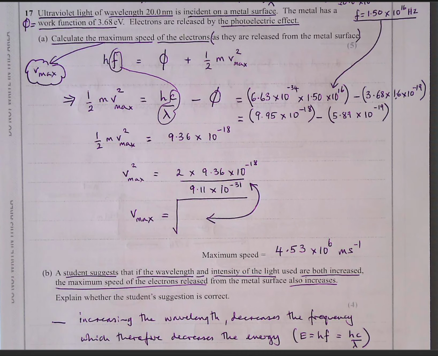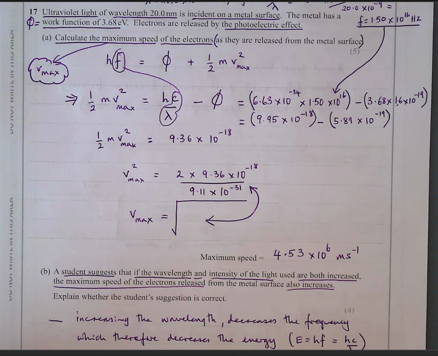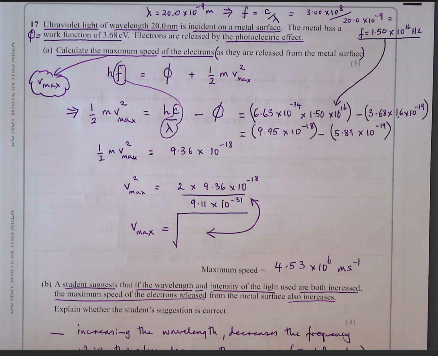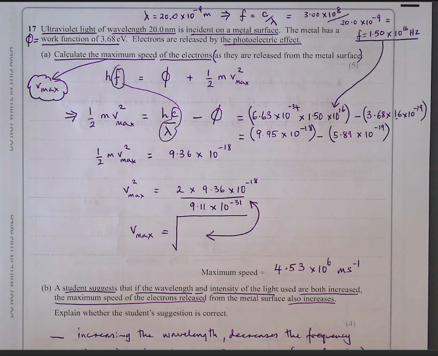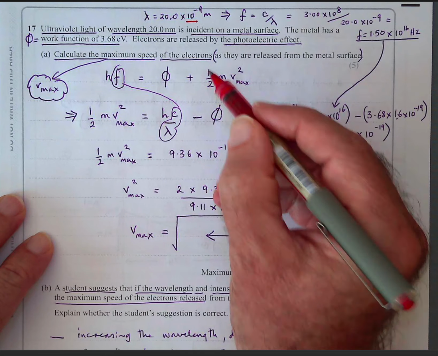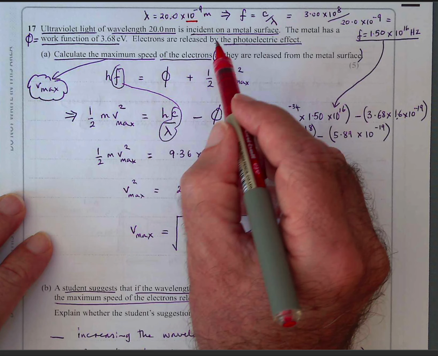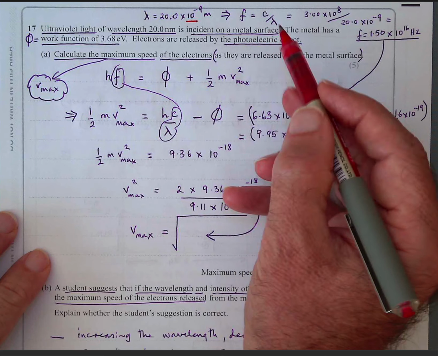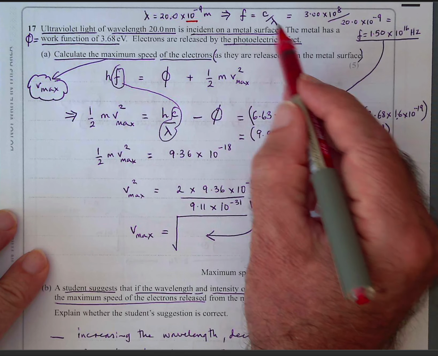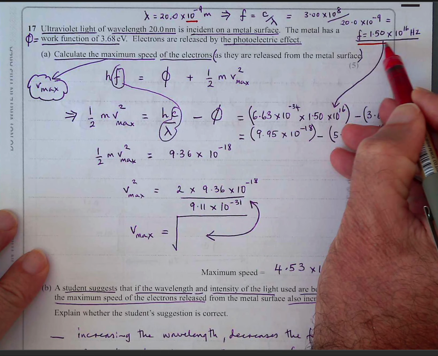All right, so question 17 is about the photoelectric effect. I've done a bit of calculation at the top of the page as well. Question 17 is talking about ultraviolet light, and it gives you a wavelength of 20.0 nanometers. The first thing to note is nano is 10 to the minus 9. Once you know the wavelength, you can also work out the frequency, because the frequency comes up in the photoelectric equation. So the frequency would be this much.